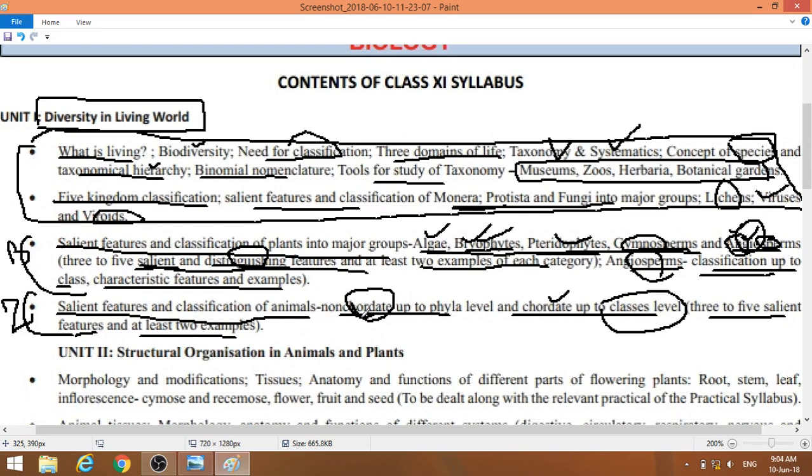So we are not going into the depth of these phyla, because then it becomes more and more diversified.